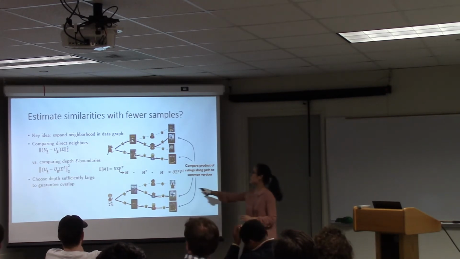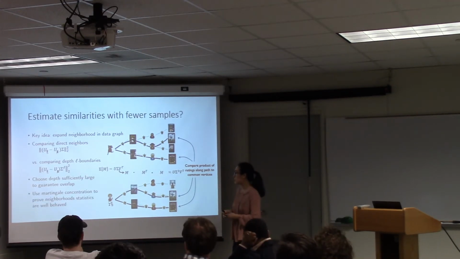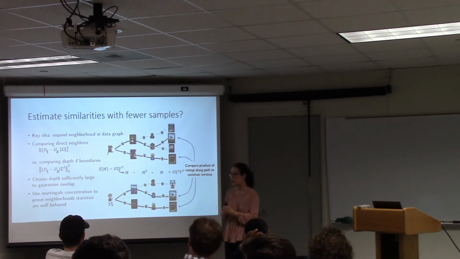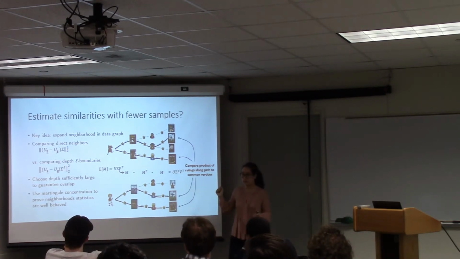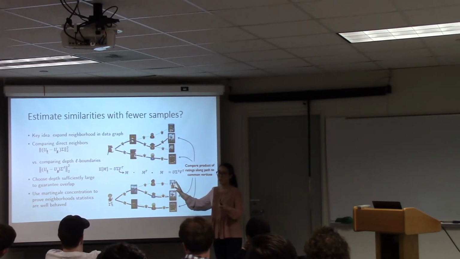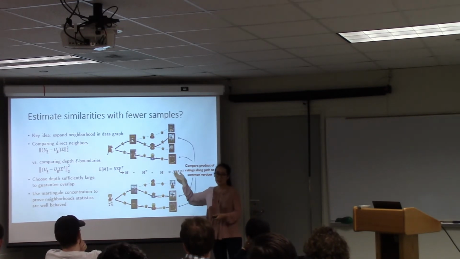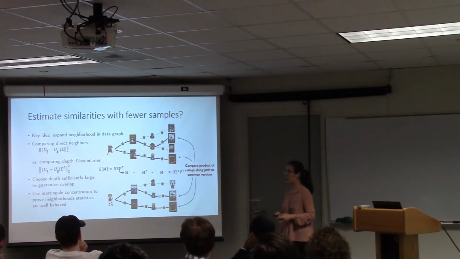So you have to choose this depth L sufficiently large to guarantee an overlap, and you can use martingale concentration to prove that these neighborhood statistics are well behaved. And in some sense, this does directly translate to some equivalent notions of saying that the spectrum of these data matrices is also well behaved.